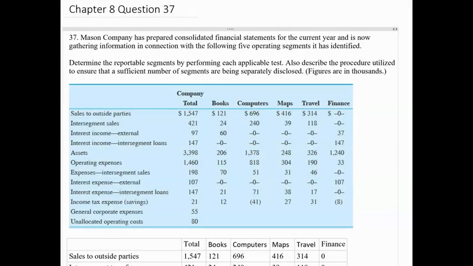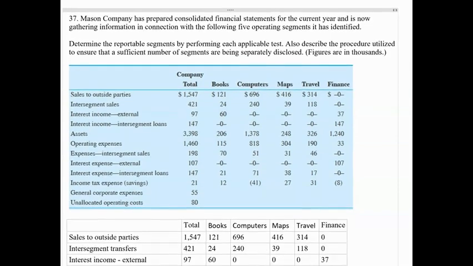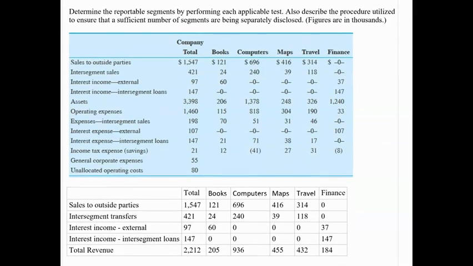Question 37. In this question, we need to determine the reportable segments by performing the 3 tests and checking which segments satisfy each test. Okay, so the first one is the revenue test. In total, there are 5 segments, and there are 4 items related to the revenue.